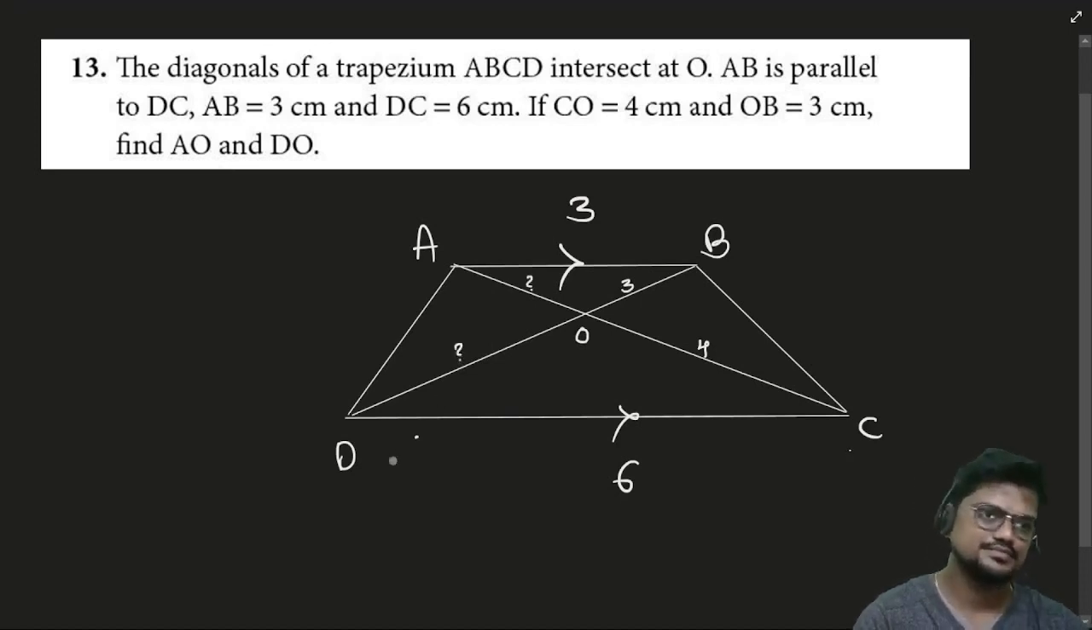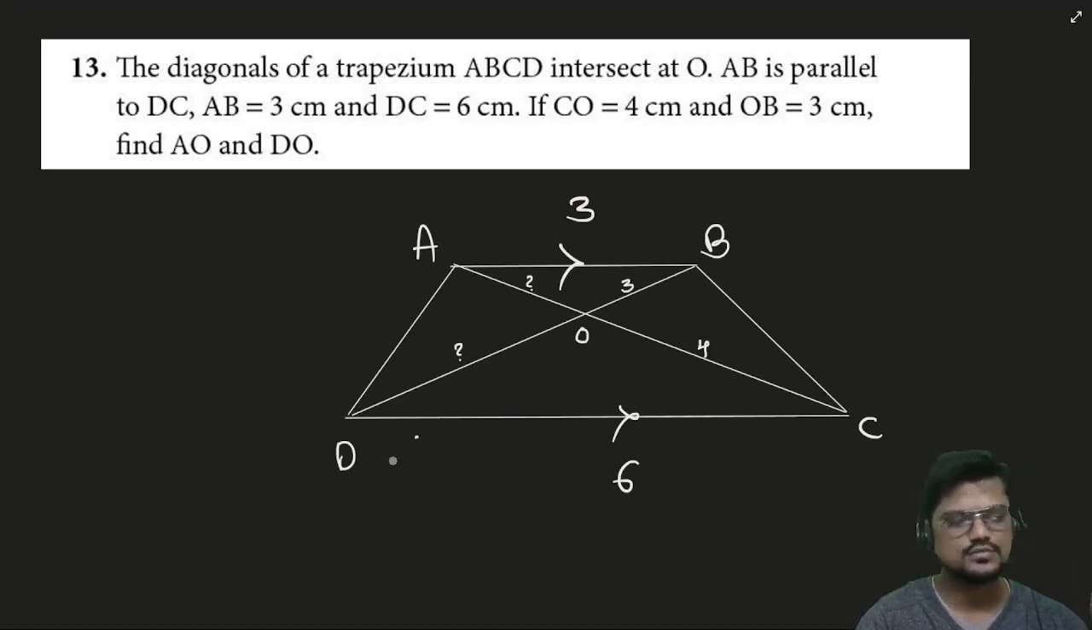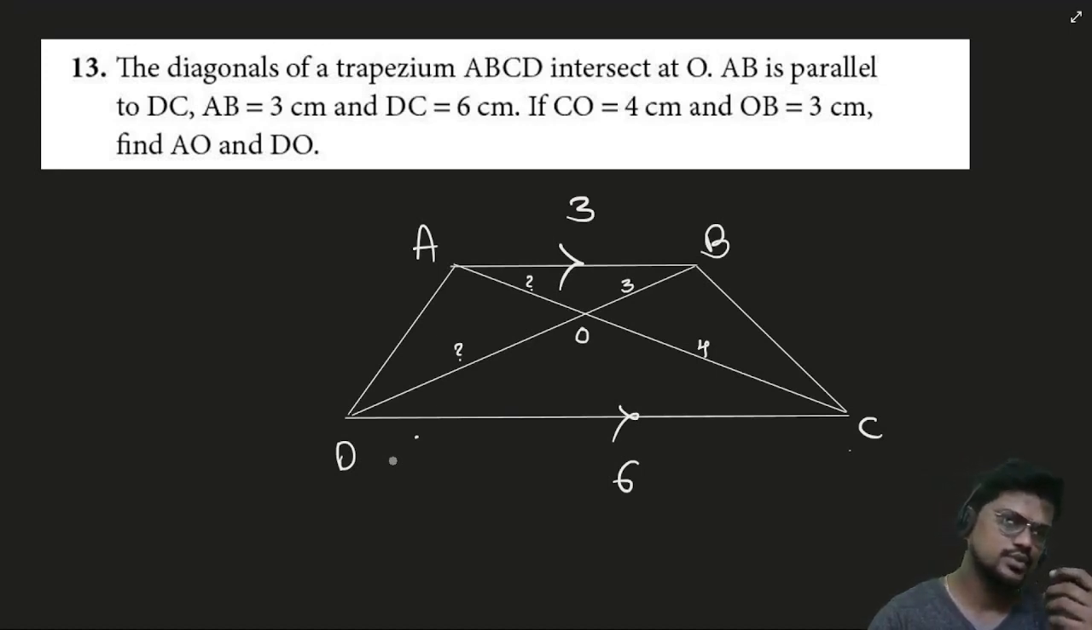How will you find it? If this would have been an isosceles trapezium, AO would be 3. But it's not isosceles. It's not given, no? It's not isosceles. You cannot do the guesswork.